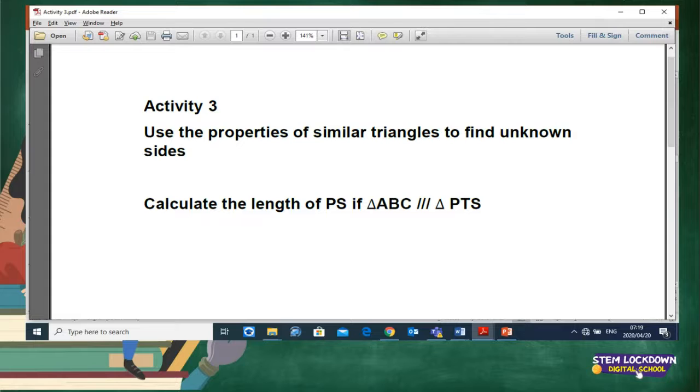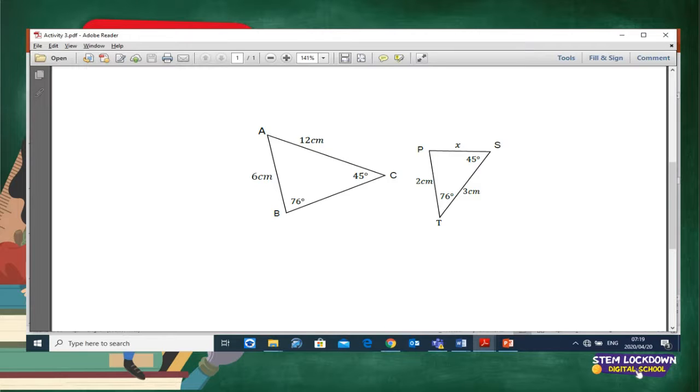And let us zoom directly into the next slide, where we will be able to calculate the length of PS. Let's look at the two triangles first. It's very important to observe the two triangles and to see what is given there. Right, we have triangle ABC and triangle PTS. And you can see there that we are given some sides and some angles. In triangle ABC, angle B is equal to angle T in triangle PTS, both of which are 76 degrees.